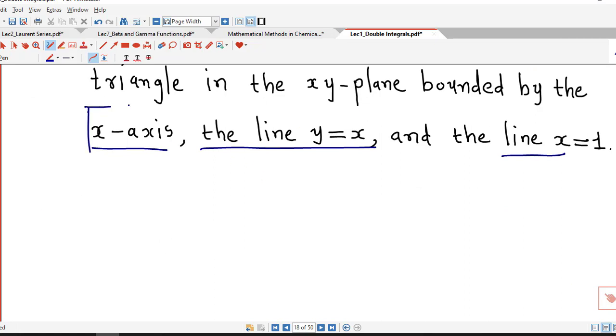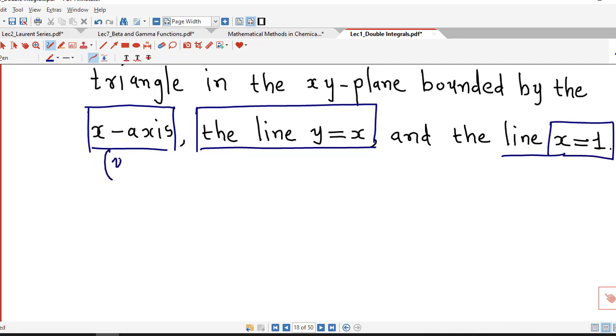for that we first need to know the intersecting points of the given curves. Here it is easy to visualize the intersecting points. The x axis is represented by y equal to 0. So y equal to 0, that is the x axis, will intersect the line y equal to x at the origin. Similarly, x equal to 1 and the x axis, that is y equal to 0, will intersect at the point (1, 0), and the line y equal to x and the line x equal to 1 will intersect at the point (1, 1).